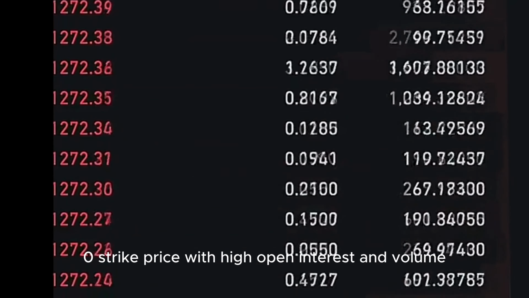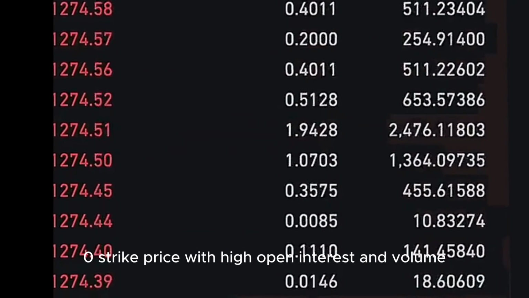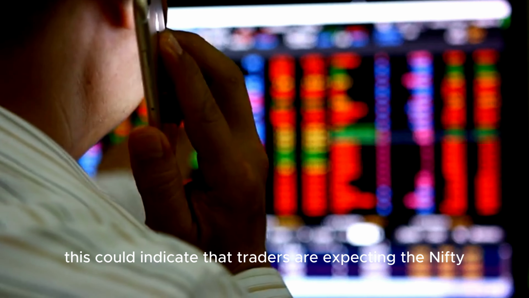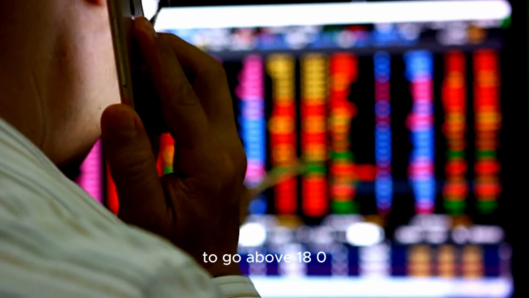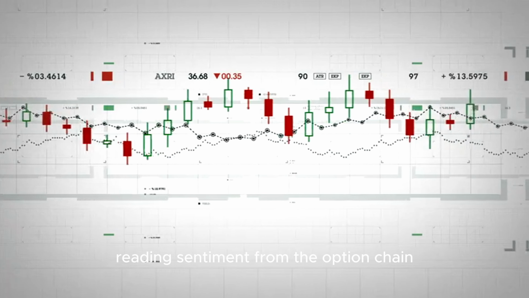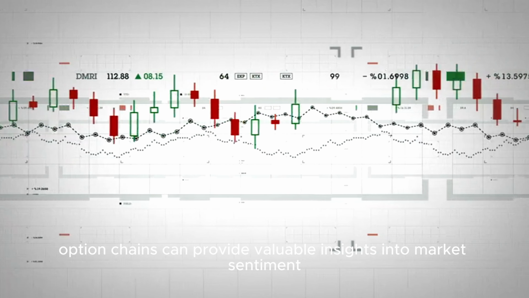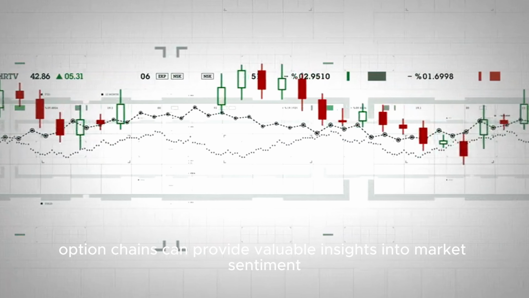You notice a lot of call options at 18,000 strike price, with high open interest and volume. This could indicate that traders are expecting the Nifty to go above 18,000 soon. Reading sentiment from the option chain. Option chains can provide valuable insights into market sentiment.